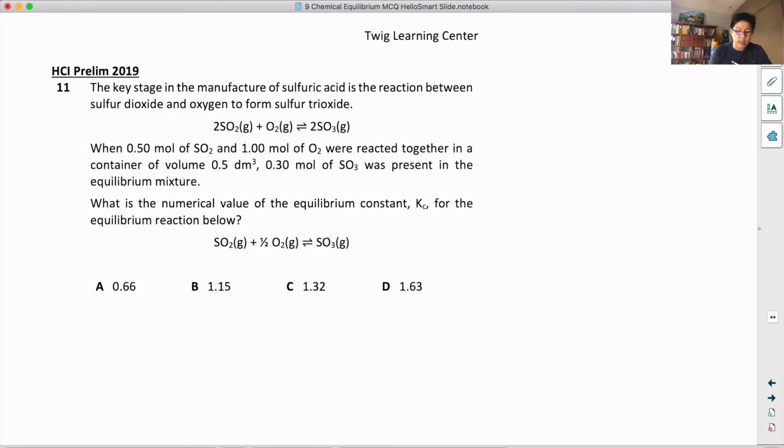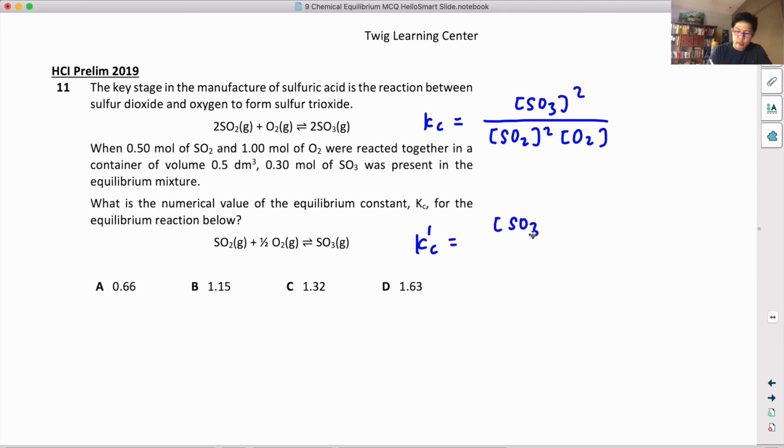Okay, let's look at question 11. This expression is for sulfur dioxide plus oxygen giving SO3. I'm going to write down the Kc first. The Kc will be [SO3] squared over [SO2] squared [O2]. Now this Kc here, I'm going to call Kc prime. It's slightly different: [SO3] over [SO2] times [O2] to the power half. So you can see that this Kc prime is the square root of the Kc here.